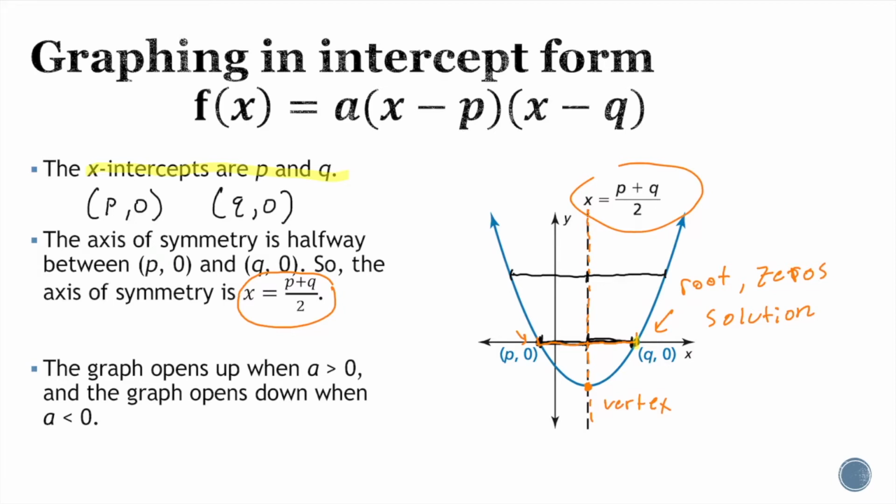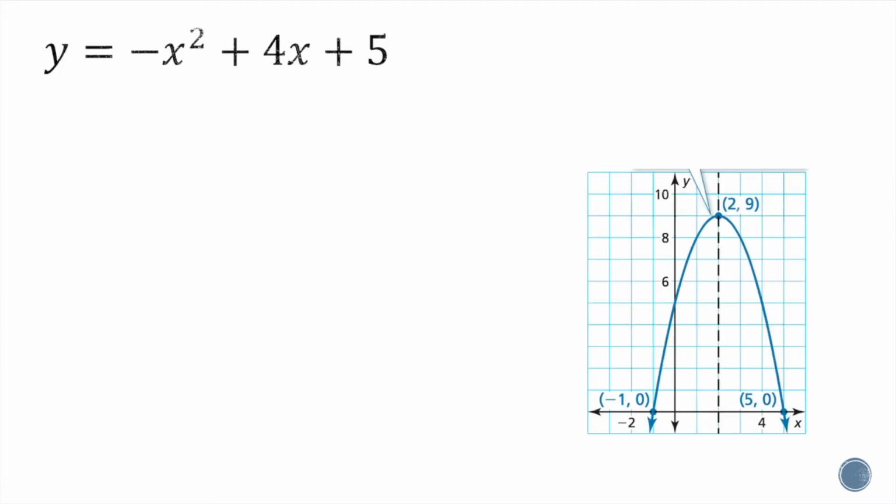Just as with vertex form and standard form, when a is greater than 0, the graph will open up. And when a is less than 0, so all negative values, the graph will open down. So let's take a look at this example. You should automatically see that p is equal to -1 and q is equal to 5. And my axis of symmetry is equal to 2.